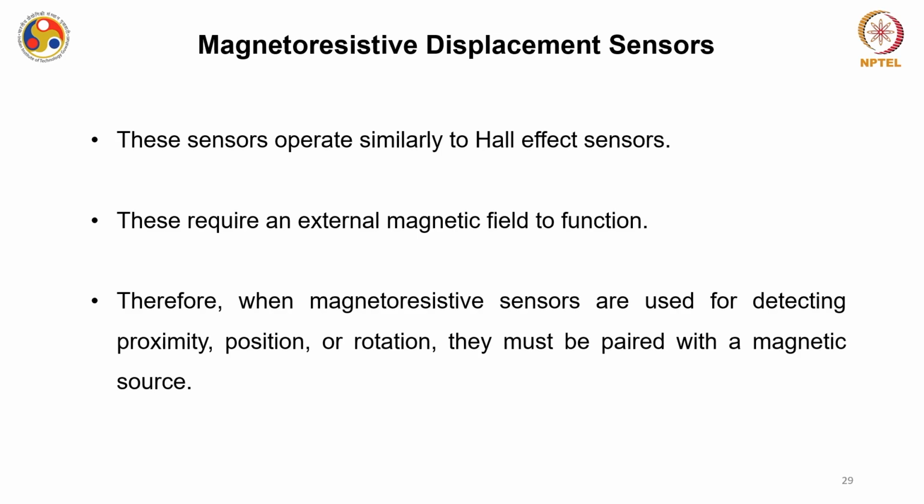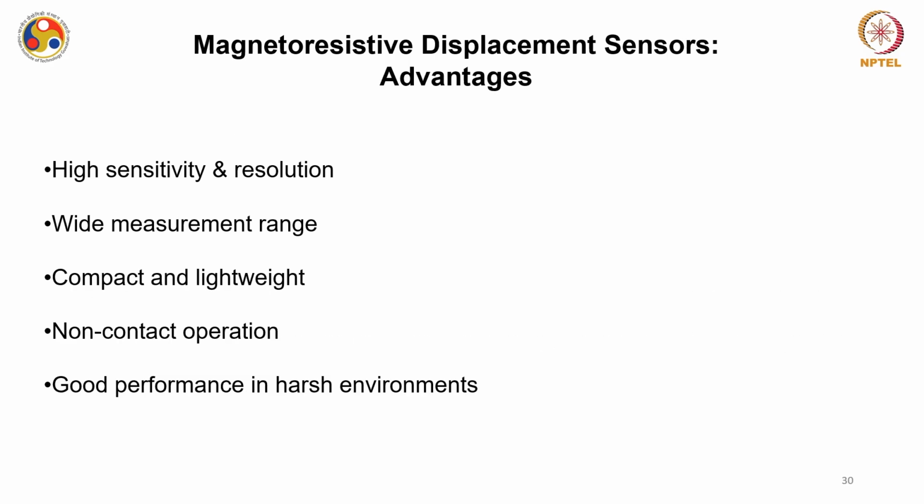So when magnetoresistive sensors are used for detecting proximity, position or rotation, they must be paired with a magnetic source. The advantages of this kind of device are that they are highly sensitive and have very good resolution, particularly in the case of GMR. They have a wide measurement range. These devices are not very heavy because some of them can be built using thin films of metals a few nanometers thick. So they are very compact and lightweight, and they also operate in non-contact mode.